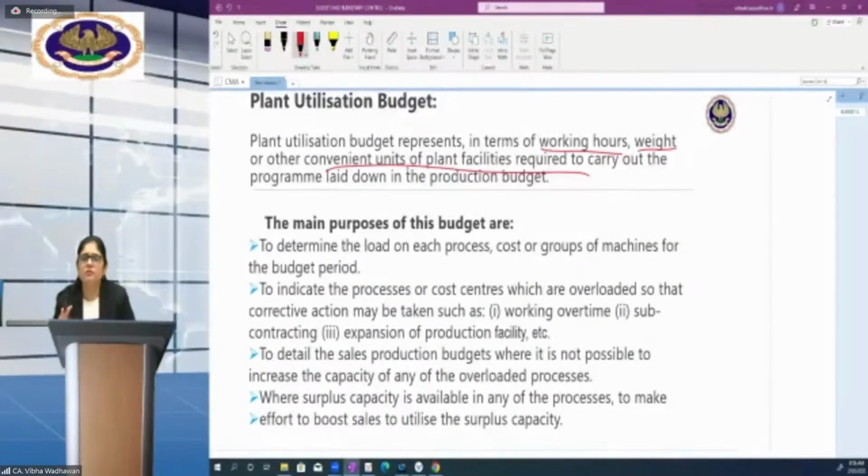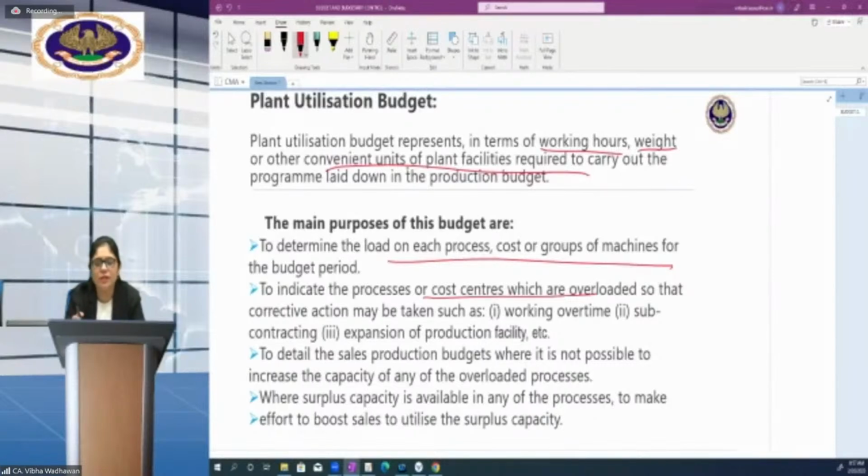And again, the plant utilization budget is the level of activity which can be expressed in terms of hours or units or any other weight which is relevant to that organization. All right. So the main purpose is basically to determine the load on each process or cost center, to indicate the process or cost centers overloaded, so that the cost center should not be overloaded. How much working overtime or how much production capacity we need to expand. So the plant utilization budget is very important after we make a production budget.